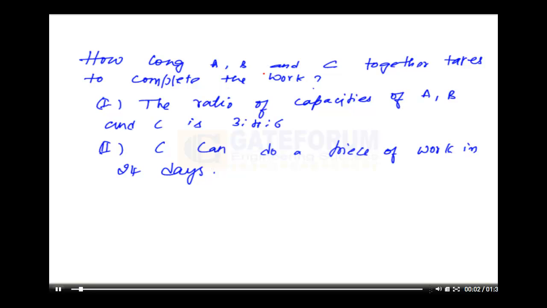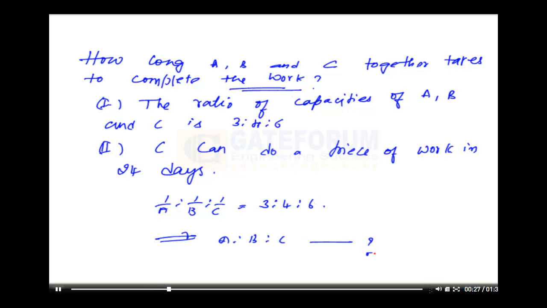A, B and C together take some time to complete the work. We have to find, if A, B and C are working together, how many days they will take to complete a certain work. Now let us look into statement 1. The ratio of capacities of A, B and C, that is 1 by A, 1 by B and 1 by C, is given as 3:4:6. From which we can easily find A is to B is to C.